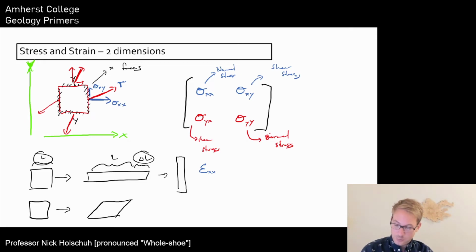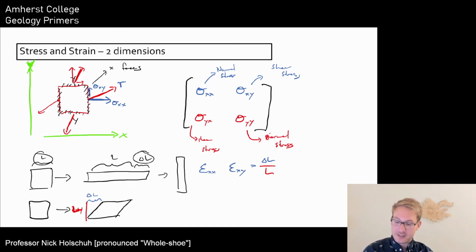In addition, we can have a strain associated with shearing. This strain describes the change in length in the x direction divided by the initial length in the y direction. So in this case, here's our delta L. Our shear strain here would be equal to delta L over L.